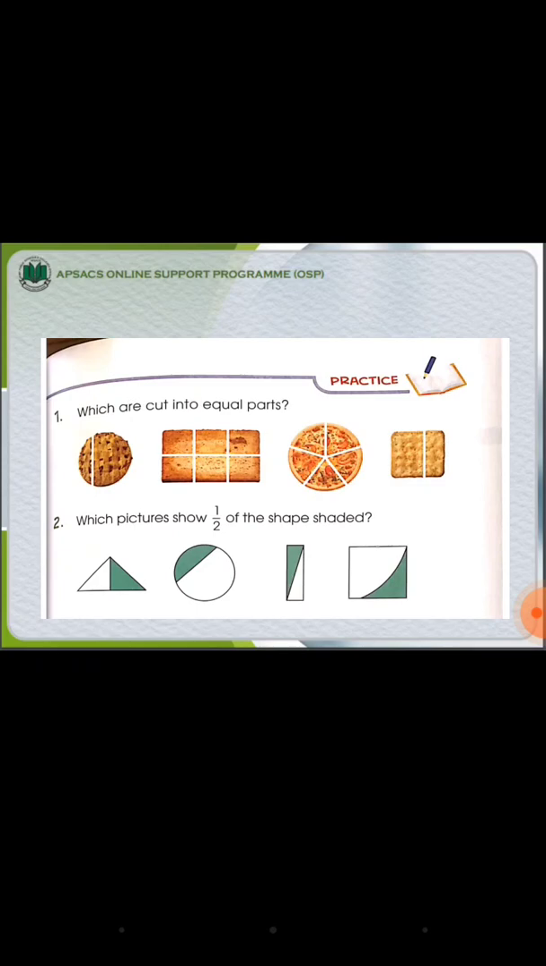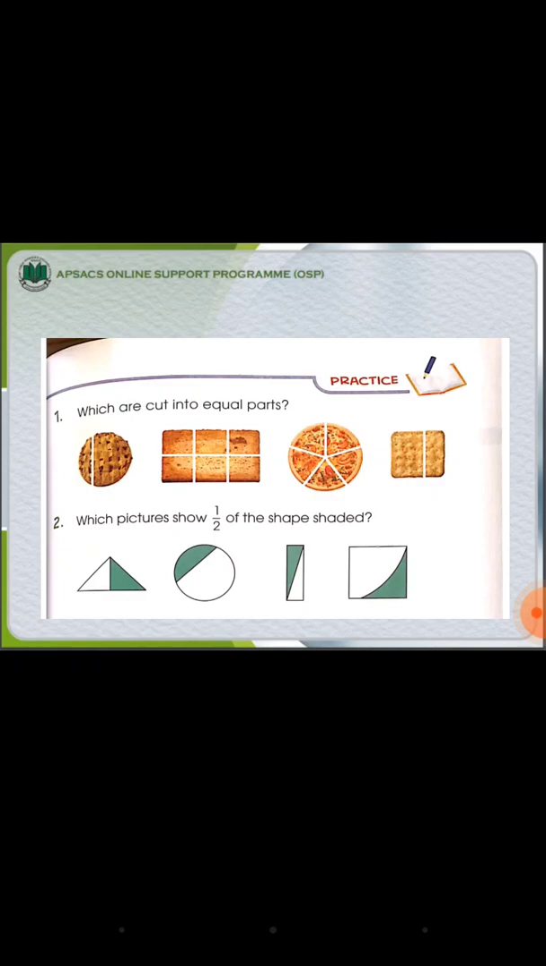Next is the practice question, which are cut into equal parts. Look at the waffle. Is it divided into 2 equal parts? No. The second object, is it divided into equal parts? Yes. So this is the answer. Mark it correct or circle the object. Next, pizza. Pizza is divided into 5 equal parts. Yes. Tick this object. And last, a biscuit is not divided into equal parts. Similarly, solve question number 2.